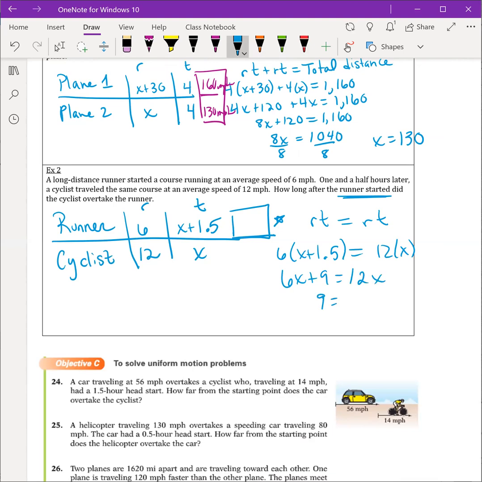9 equals 6x. We get x equals 1.5. So if x is 1.5, 1.5 plus 1.5 is 3. So the runner ran 3 hours. That's crazy. I would never run 3 hours. The runner ran 3 hours until the cyclist caught up.